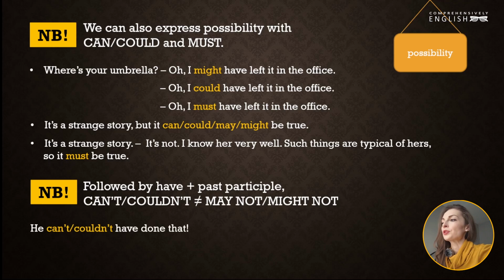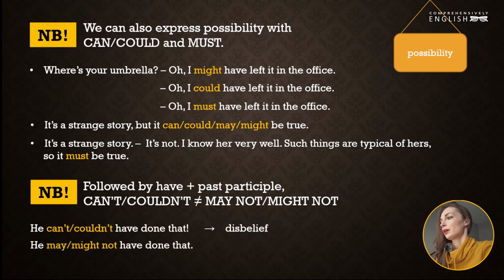He can't or couldn't have done that expresses disbelief. He may or might have done it means that probably he did do it. Yeah, it's a possibility in the past. So these are two absolutely different meanings.